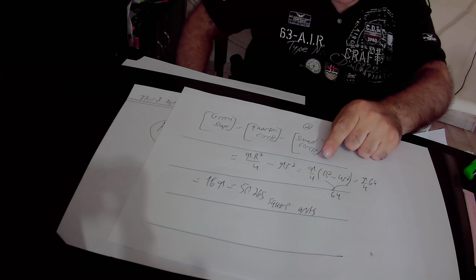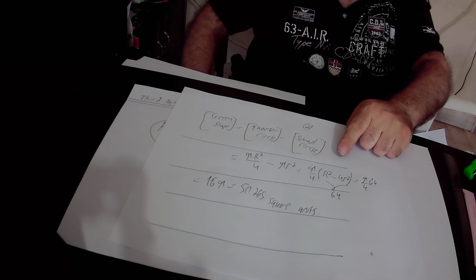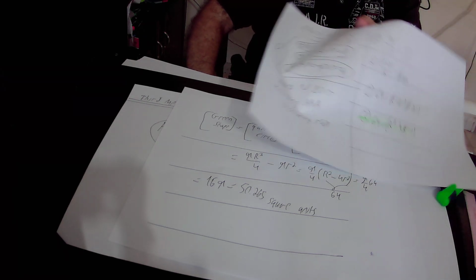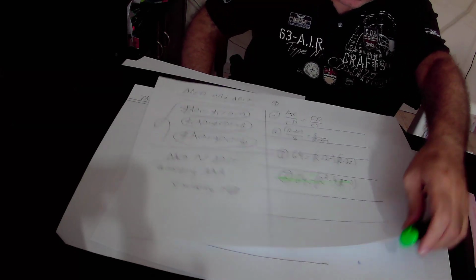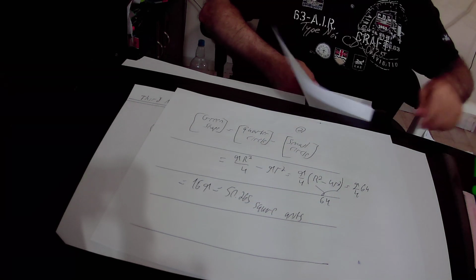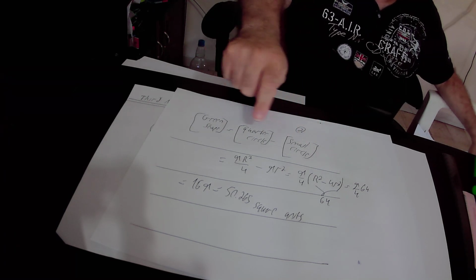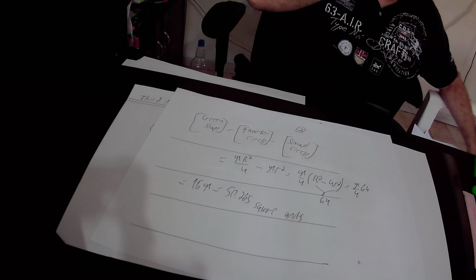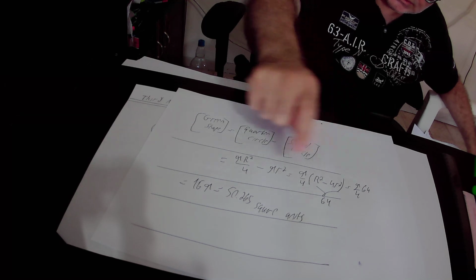We took pi over 4 as a common factor out of those two expressions, and inside the brackets we were left with only capital R square minus 4R square. But we have found that capital R square minus 4R square equals 64. So we can substitute capital R square minus 4R square here by 64. We did it, and we got that the area of the green shape equals pi over 4 times 64. 64 over 4 is 16, so in total this expression equals 16 pi.